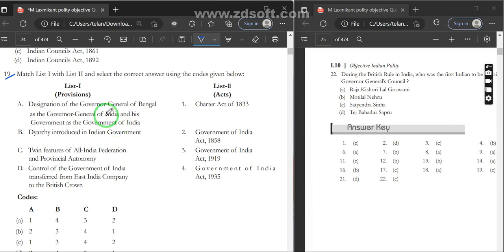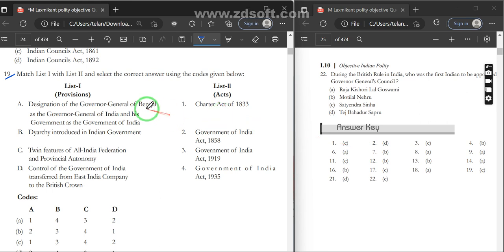Now let's see the same. Match the following. The 19th question is the designation of the Governor General of Bengal as the Governor General of India. Now look at this. The title changed from Governor General of Bengal to Governor General of India, which means the Governor General of Bengal has become supreme all over India, and the Governors of Madras and Bombay became subordinate to the Governor General of India, who is the Governor General of Bengal. So this happened in the Charter Act of 1833. That means the peak of centralization was reached in 1833.